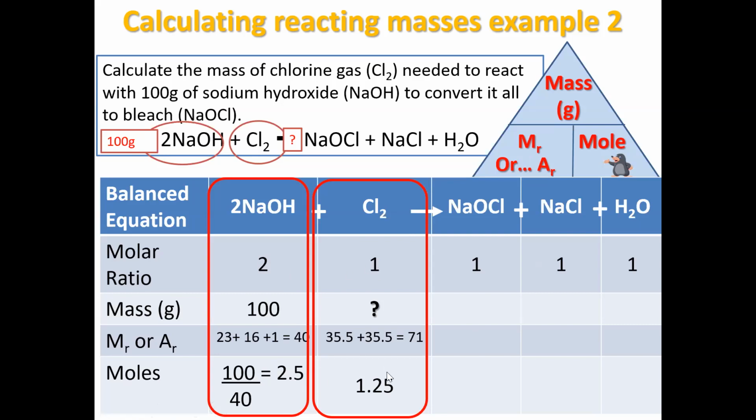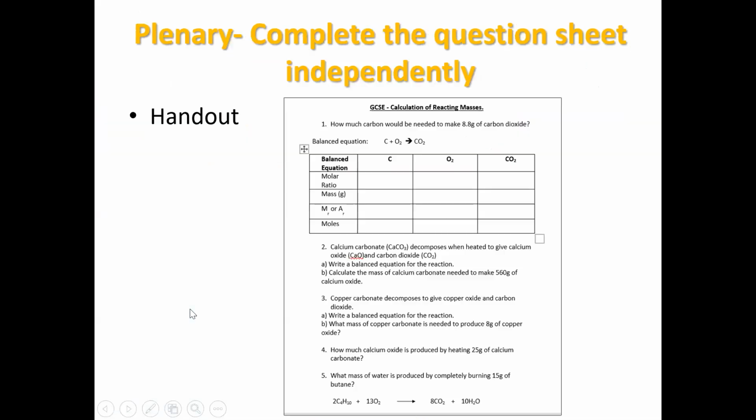So if you now know that you've got 1.25 moles of chlorine, and you know that your relative formula mass of chlorine is 71, then you can do 1.25 times 71 to calculate your mass. So 1.25 times 71 gives you a mass of 88.75 grams. And again, remember that mass is measured in grams.